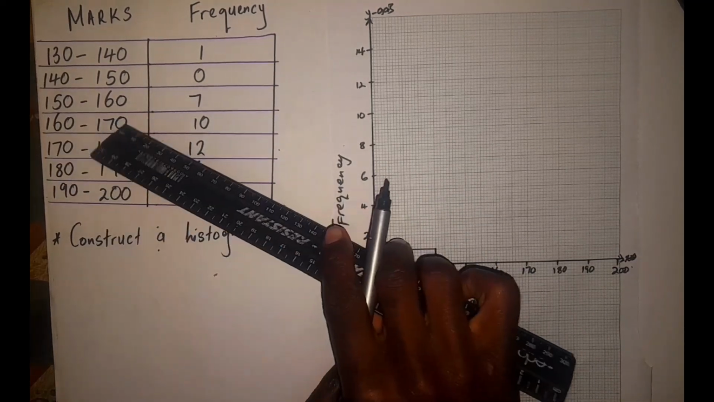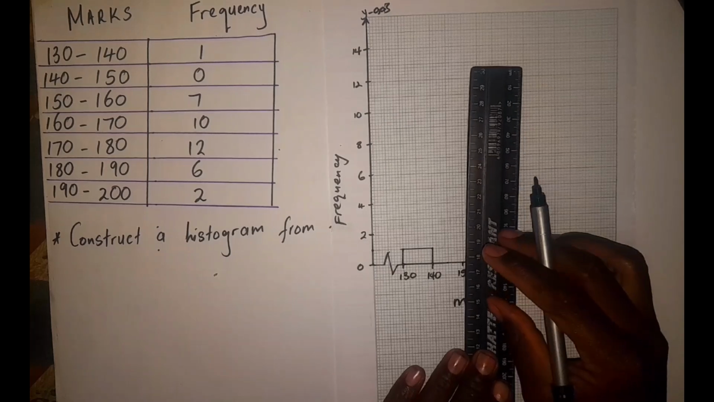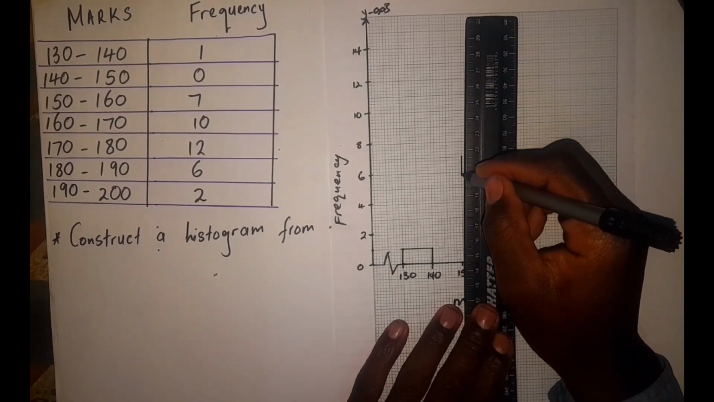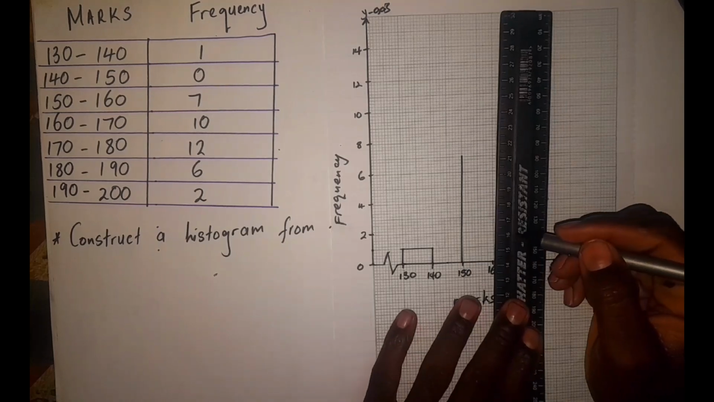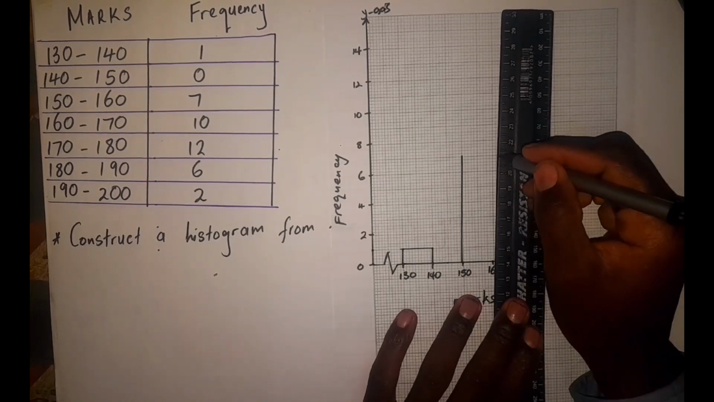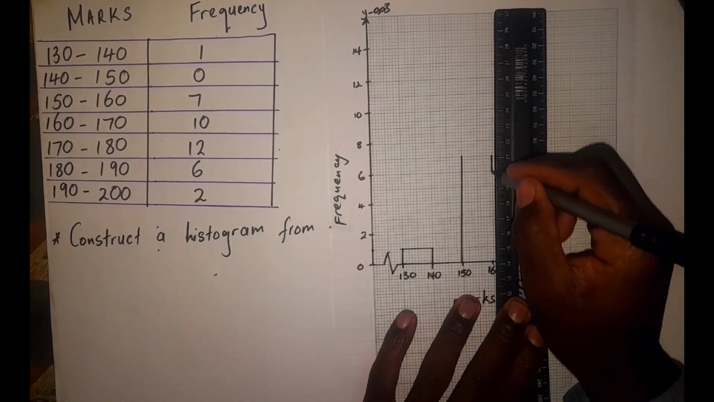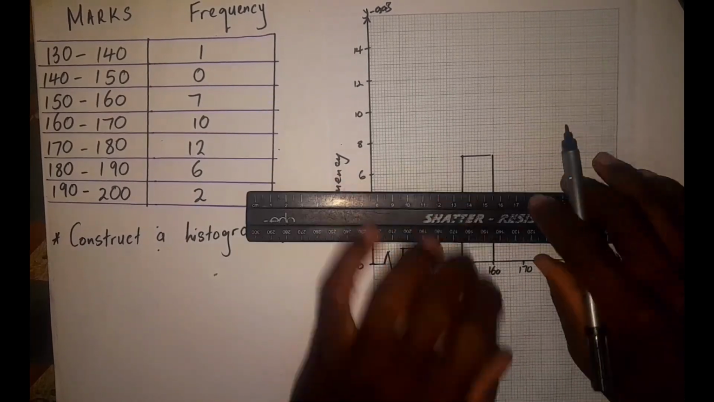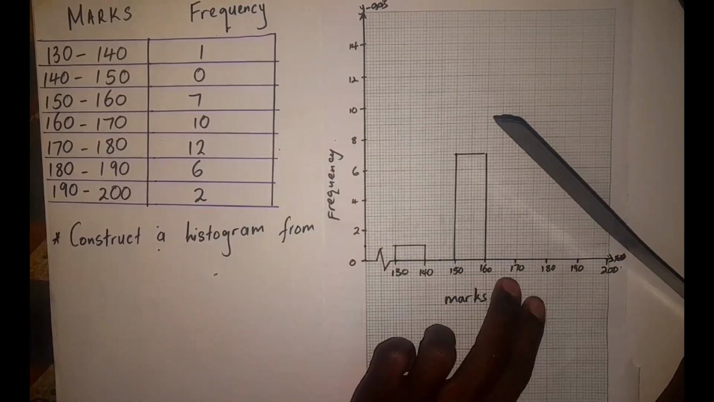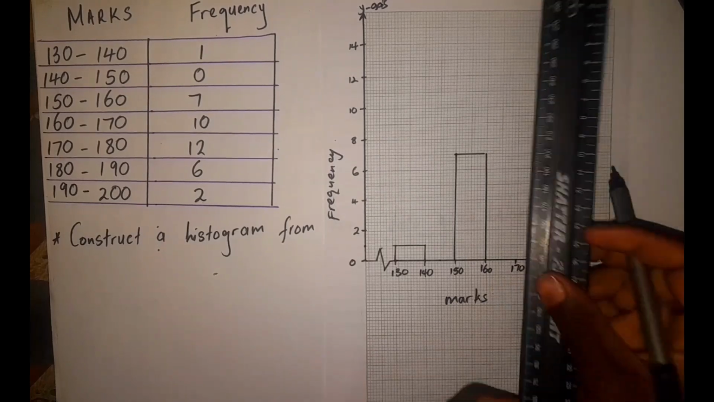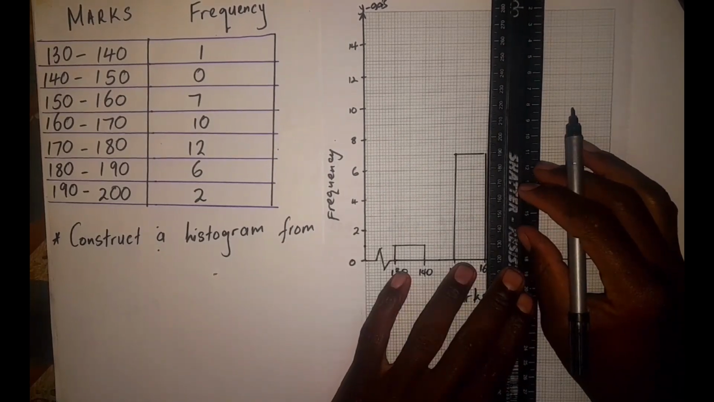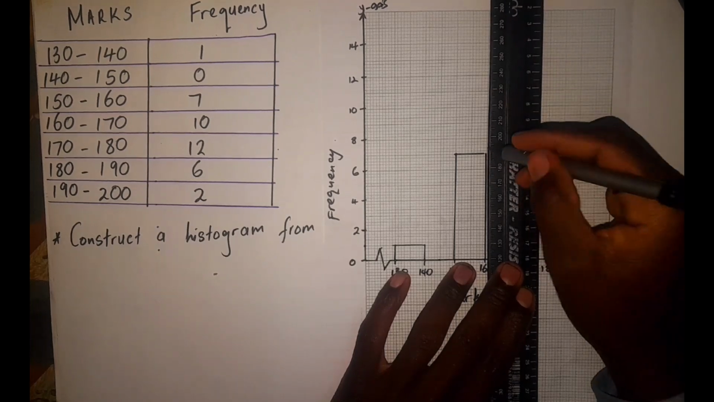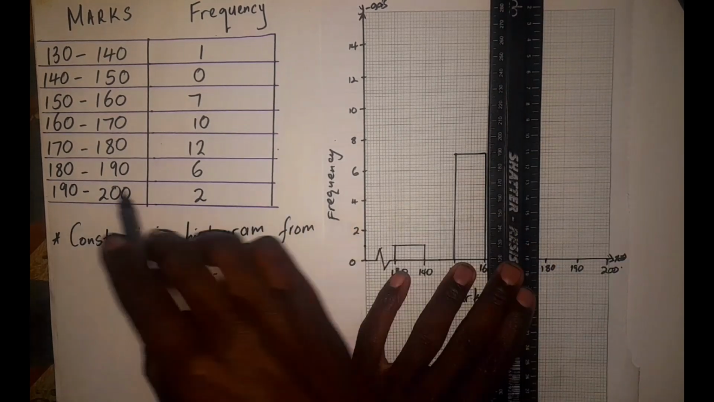And then from 150 to 160 we have 7, so 7 is here. And then in the interval of 160 to 170 we have 10. So our bars are continuous. This is how we draw the histogram. Our graphs are not separate. So here, 10.